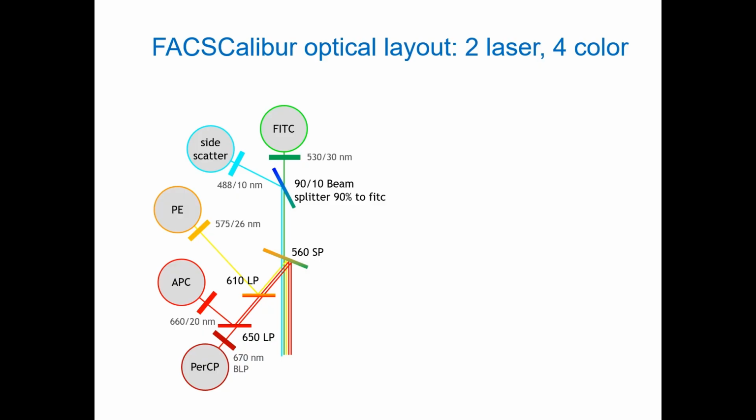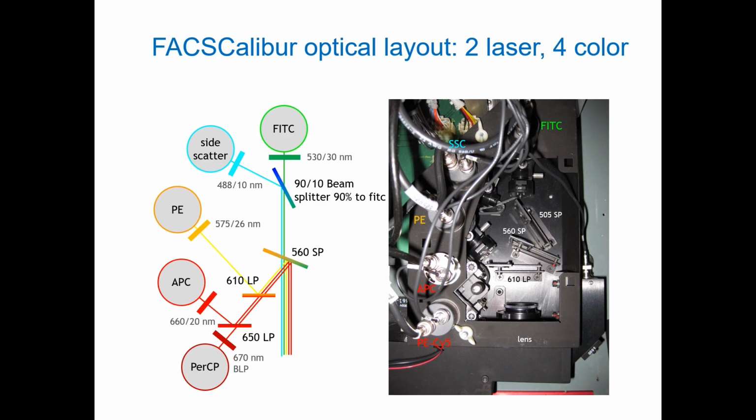This is the schema for the caliber optics on the left. On the right is a photo looking from above. Here's the collection lens at 90 degrees to the laser. These are the dichroic mirrors, and on the left we have the light detectors, in this case PMTs or photomultiplier tubes, which we will discuss in a minute.